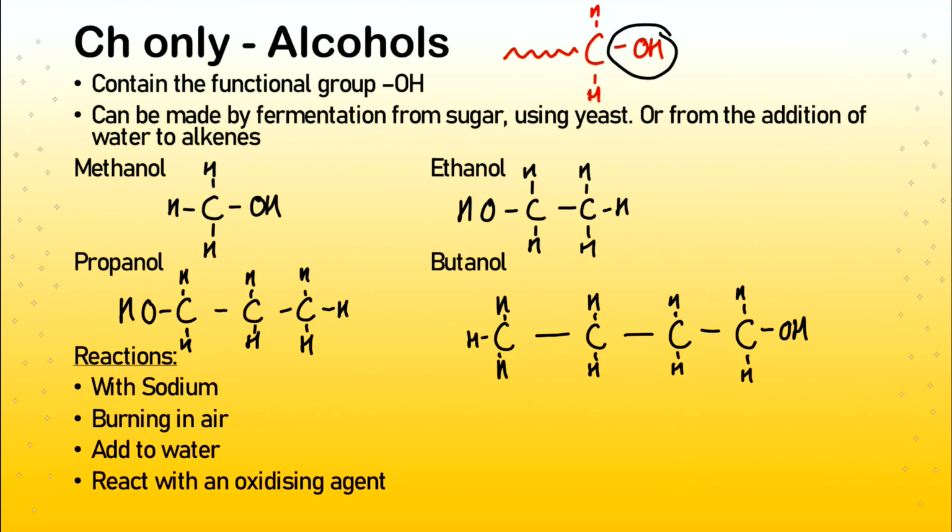And these can be made, the ethanol for example, can be made by fermentation from sugar using yeast. Epic, legendary, ancient recipe for making alcohol. Ethanol is the one that's being produced by that yeast. We can also use the addition of water to alkenes to do that. So if we had butene and we added water as a reaction, we would get butanol being produced.